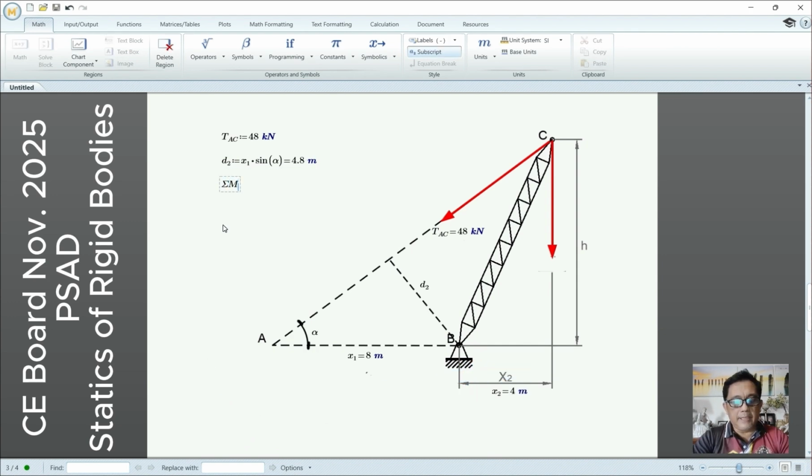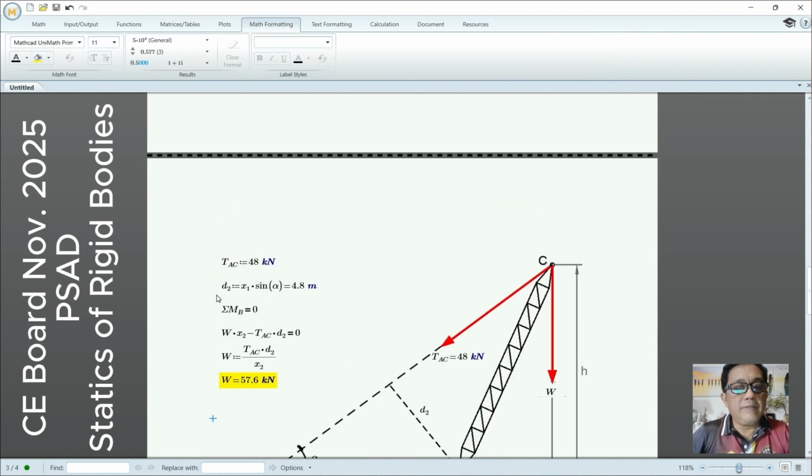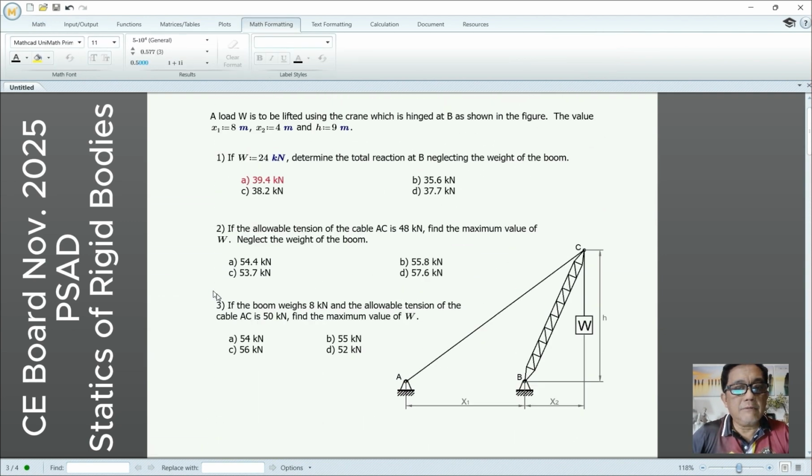Summation of moment at B equals 0, clockwise moment as positive. By the way, this is W, the unknown W. So our equation is W times the moment arm x sub 2, that's the clockwise moment about point B. This one will create a counterclockwise moment about point B. So that's minus T sub AC times d sub 2 equals 0. So we will be solving for W. W equals, in kilonewtons, 57.6. Number 2 is 57.6, this one.